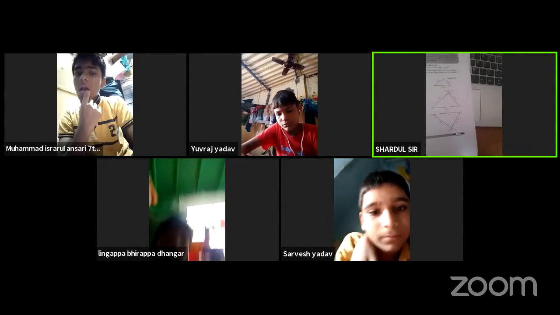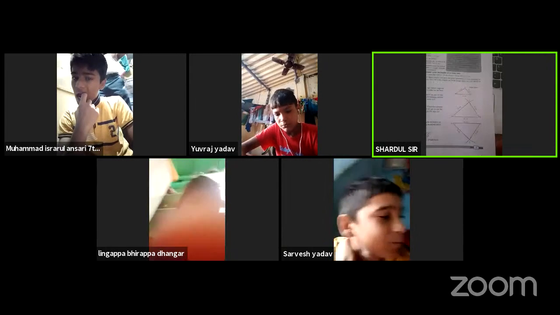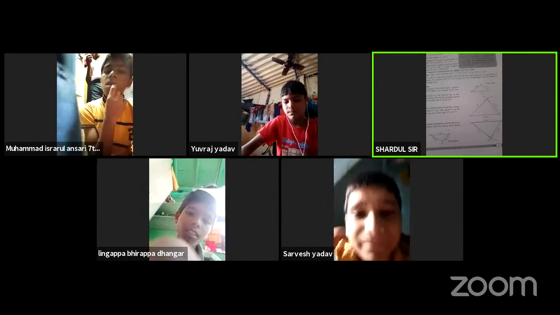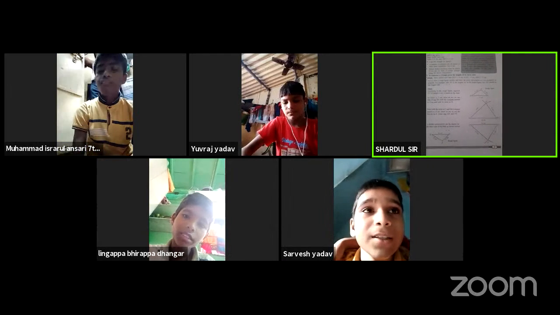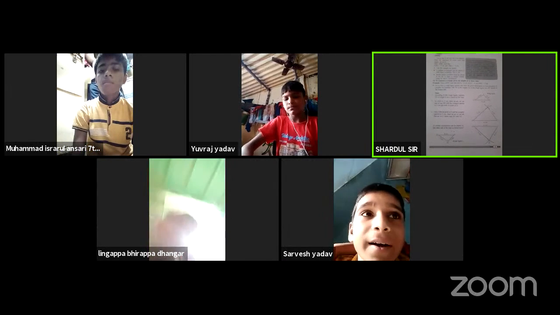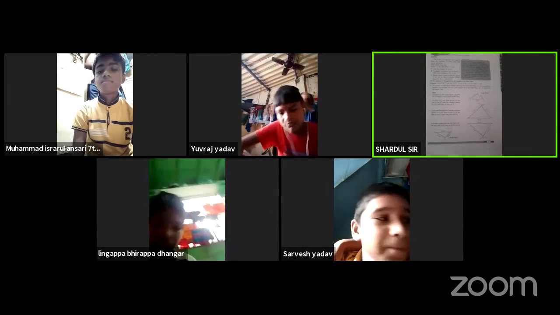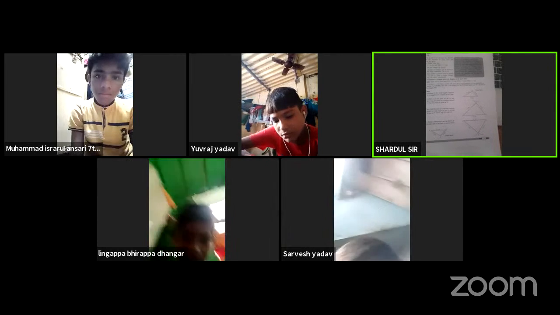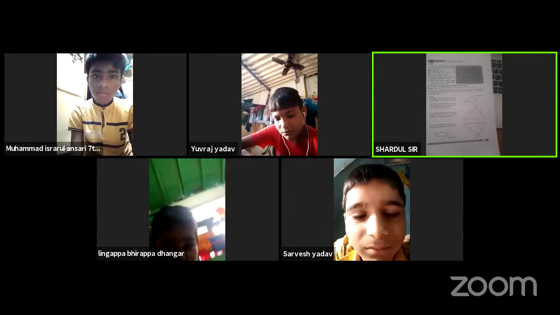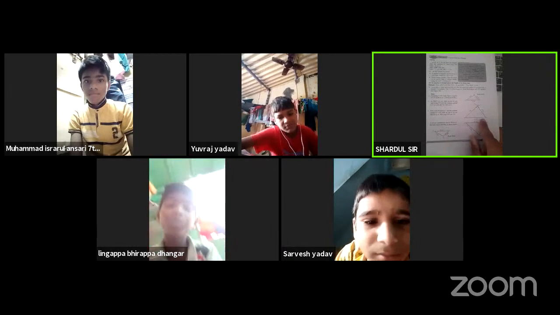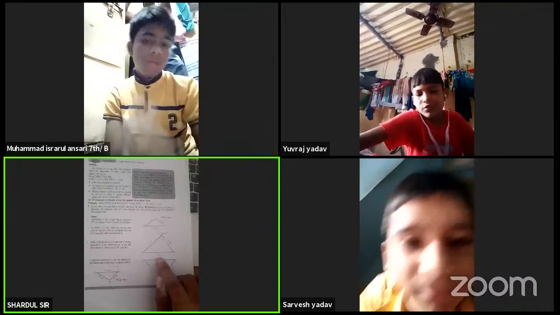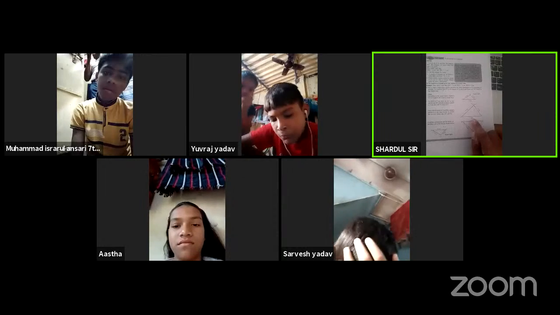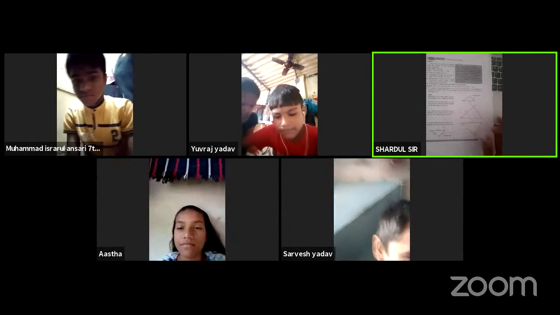Here you can see the diagrams of the construction. The base is 6 centimeter, line XZ is 5 centimeter, and line ZY is 4 centimeter. At first, we want to draw the base of the triangle, that is 6 centimeter. We take a 6 centimeter line because it is the longest side, so we take it as the base.